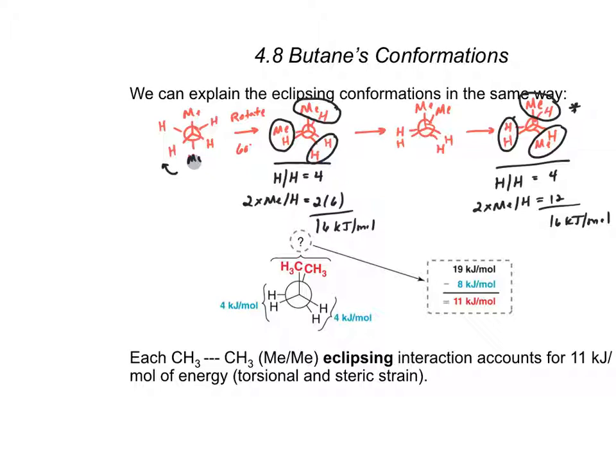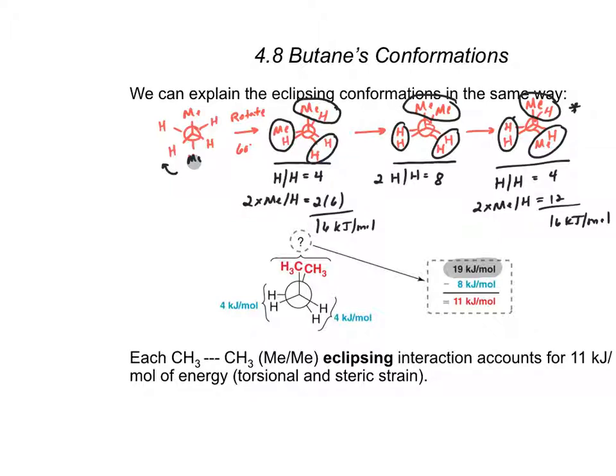Now, the question is the one in the middle, okay? So when we look at our energy diagram, what we find is in this eclipsing conformation, the total energy compared to the staggered was 19 kilojoules per mole, okay? In this one, we have a hydrogen-hydrogen, we have a hydrogen-hydrogen, and now we have a methyl-methyl eclipse, okay? So with that, we have 2 hydrogen-hydrogen. Again, each of those costs about 4. So the 2 of those combined are going to give us 8.